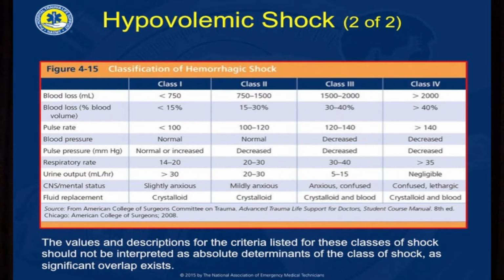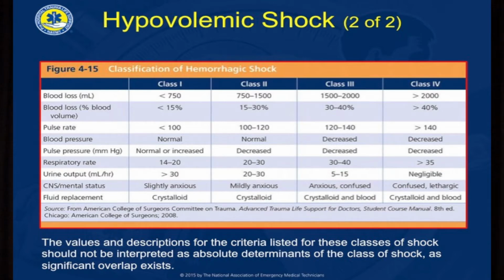As we move into class 4, more than 2 liters of fluid loss. Blood loss is 40% or more of your total circulating volume. You see the pulse rate there. Now we're up to 140 on the rate. Pressure decreased, pulse pressure decreased, respiratory rate greatly elevated, almost no urine output at this point. We know that the kidneys are probably not being perfused well, and confused and lethargic, even obtunded or unresponsive at this point.